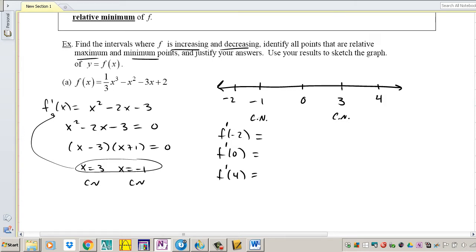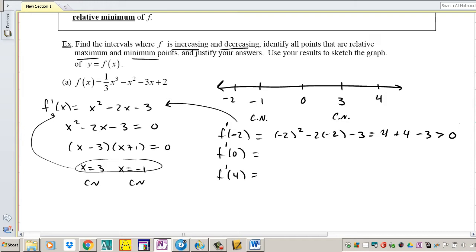I have to find numbers around my critical numbers so that I can test for the signs of the derivative. So we chose -2, 0, and +4. Let me go ahead and continue. If I plug in -2 into my derivative, will this derivative be positive or negative? Let's go ahead and check. I get +4 plus +4 and then -3, which means I have a positive interval.